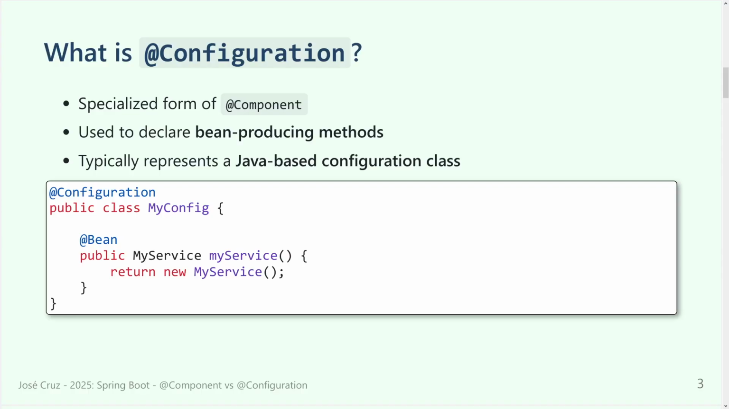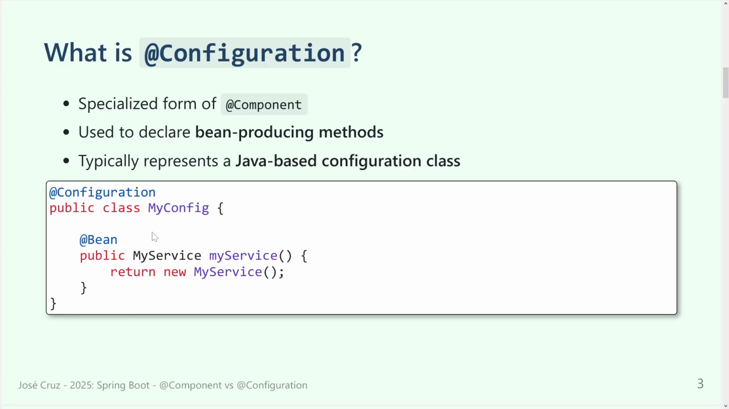So it is used to declare bean producing methods. It typically represents a Java-based configuration class. Why configuration? Because most of the time what you will have inside are classes related to configuration, authentication, authorization, data source, and things like that. But you can create any bean you want.